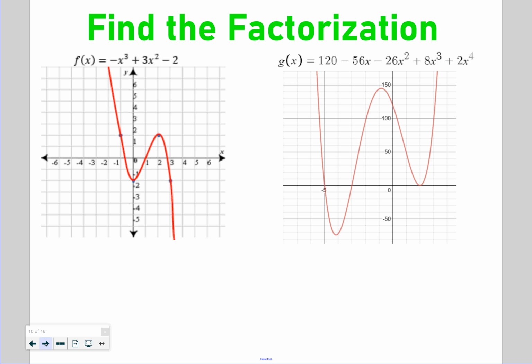Okay, in the next problems, we're going to work backwards. We have the equation, we have the graph, and we want to find the factorization, which is a fancy way of saying we want to find the factored form of this equation. So we're going to focus in on where we have x-intercepts at. Here, here, and here. And we're going to use those to help us a little bit.